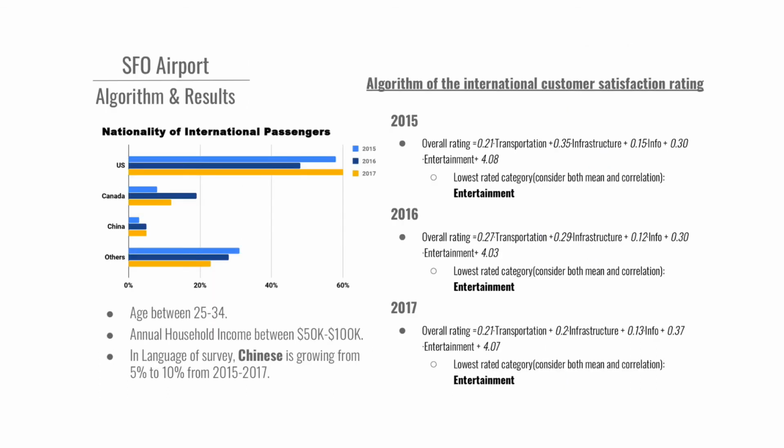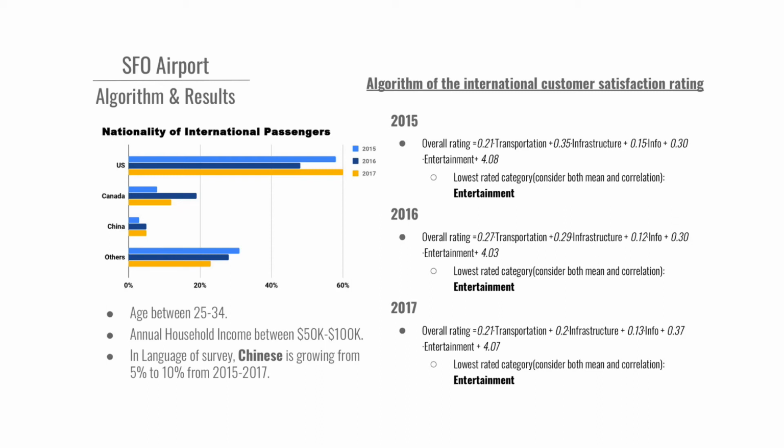The result of this question is very consistent, as we see entertainment is the category international passengers are most dissatisfied with during 2015 to 17. Apart from that, we also collected some demographical data of international passengers. Apart from the US, Canada and China are the two countries where international passengers came from the most, which, together with the steady growth in passengers taking the Chinese survey, proves that Chinese passengers will continue to be an important part of international passengers for San Francisco Airport.